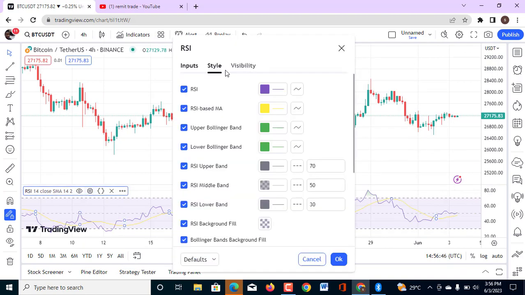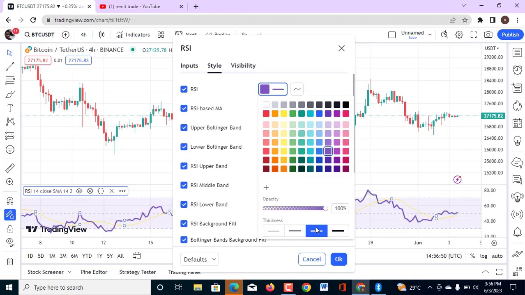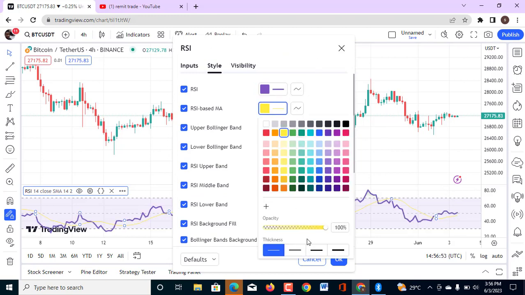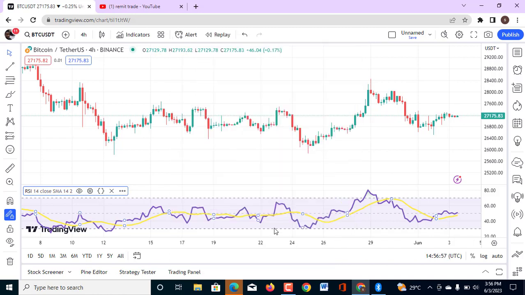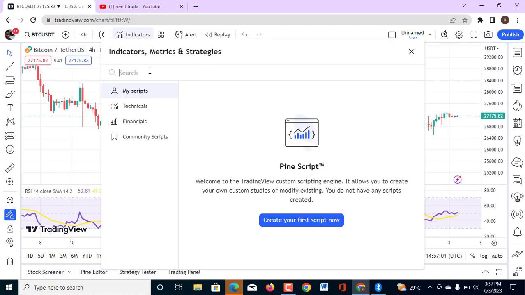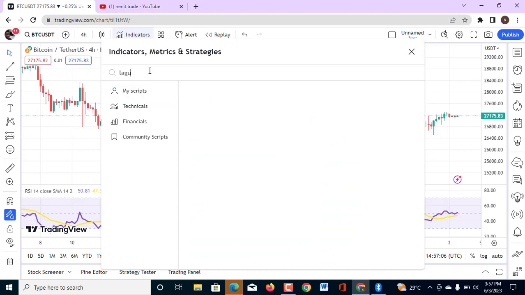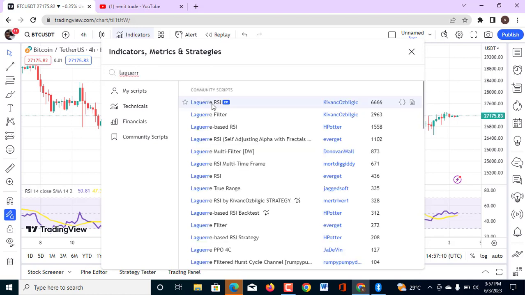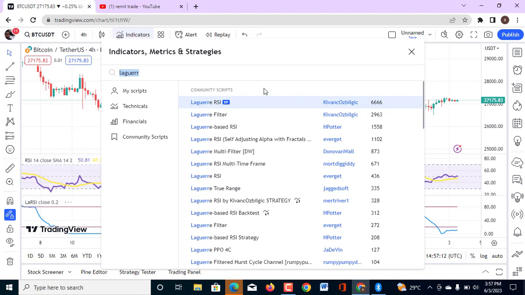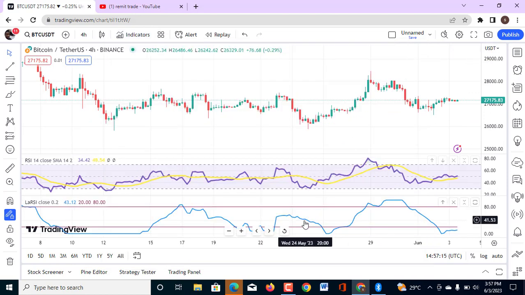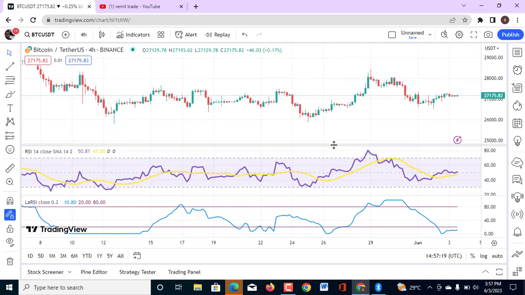I'll go to settings, then to style, and increase the visibility just for visibility purposes. After that, I will go again to indicators and search for Lego RSI. Okay, Lego RSI. You click on this, so it will be on the chart as well. So this is the Lego RSI, and this is the old RSI that you do know.